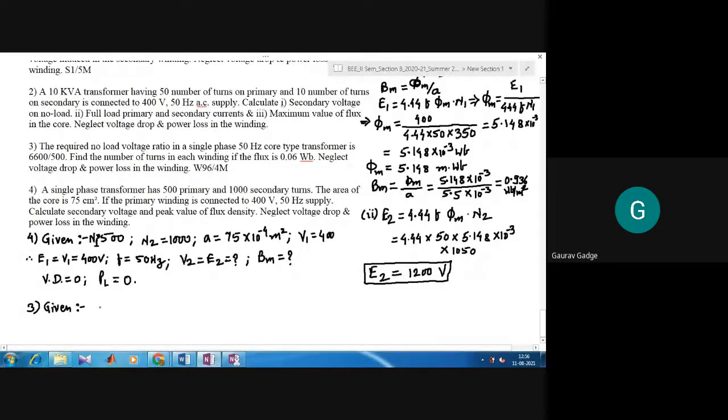Now the third numerical, given quantity: the required no load voltage ratio in a single phase 50 Hz core type transformer is 6600 by 500. So what is given? Frequency 50 Hz. It is a no load voltage ratio. Voltage ratio is always given in terms of V1 upon V2. Don't write it as V2 upon V1. The reason is that it is a transformation ratio, and this particular ratio is always followed for all cases in power systems in electrical engineering.